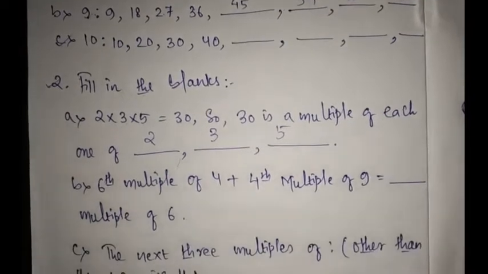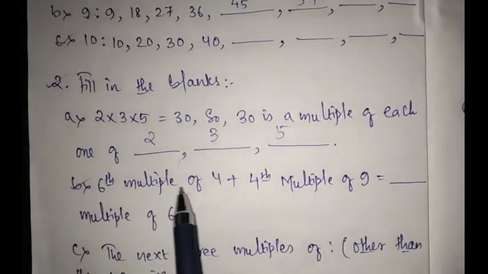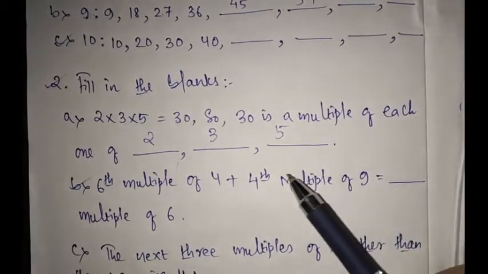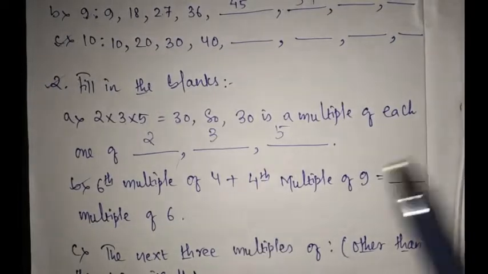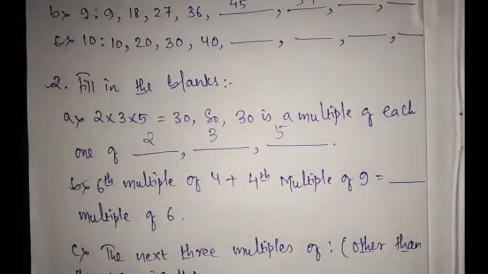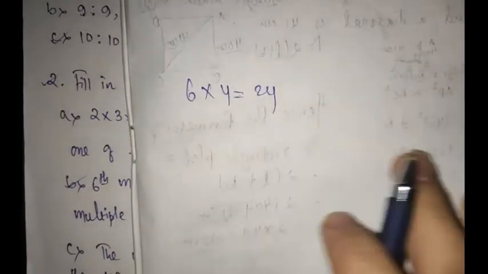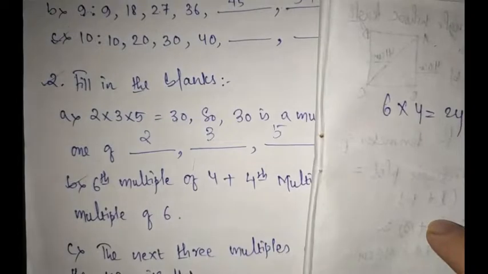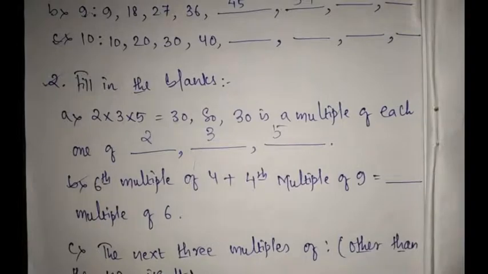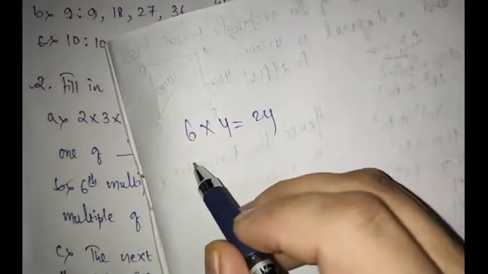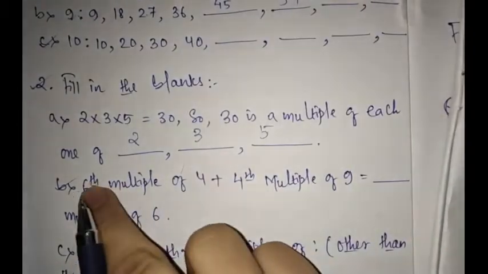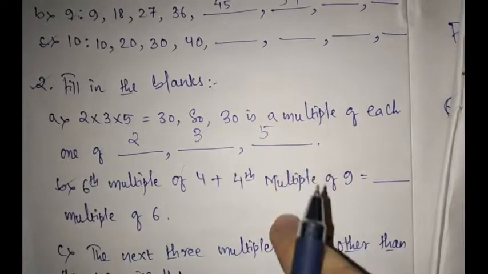Okay, so proceeding to part B, sixth multiple of 4 plus fourth multiple of 9 is equal to dash multiple of 6. So sixth multiple of 4 means 6 into 4 is equal to 24. So here I have written in the rough, 6 fours are 24. Now you have to add fourth multiple of 9, 4 nines are 36. So just write 4 into 9 is 36. Now you have to add these two numbers, 24 and 36.